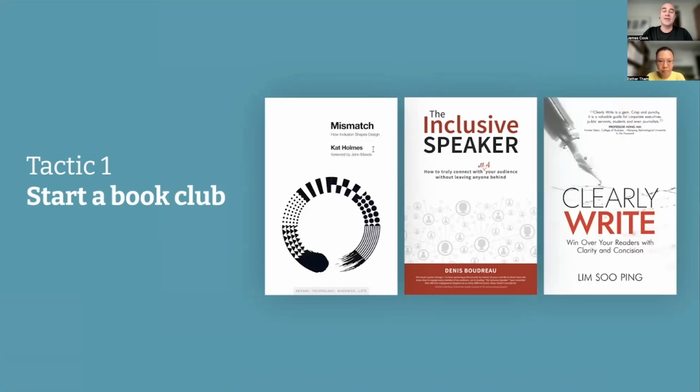And third, Clearly Right by Lim Soo Ping. Lim Soo Ping is a former Singapore Auditor General. In his book, he explores how to write clearly and concisely, because part of communicating inclusively is using plain language and fewer words. Whether you're copywriting a formal communication to be sent to the public or simply writing messages to your colleagues, we all benefit from easy to understand words.